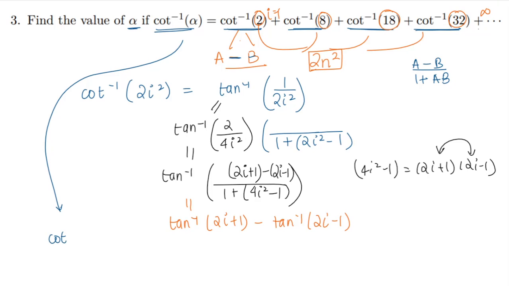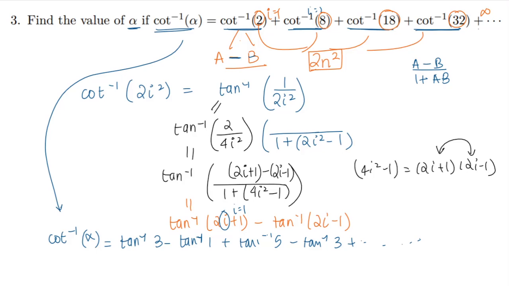So if you write this again, this will come out to be cot inverse of alpha is equal to, so firstly, for tan inverse of 2i plus 1, here instead of i you put i equals 1, so you will have tan inverse of 3 minus tan inverse of 1, plus now you have i equals 2, so tan inverse of 5 minus tan inverse of 3, and so on. And the last term that wouldn't cancel would be tan inverse of infinity.